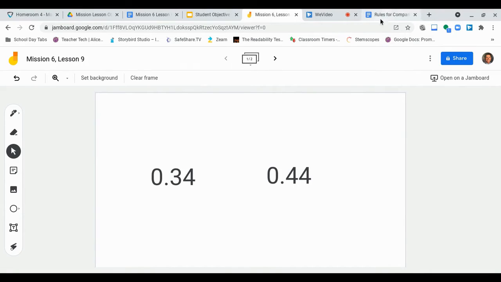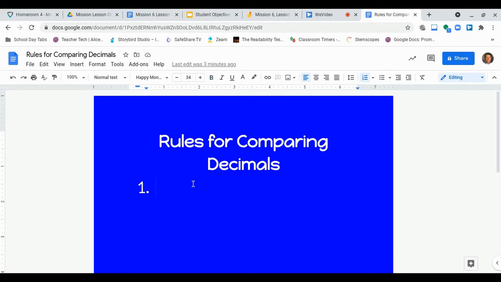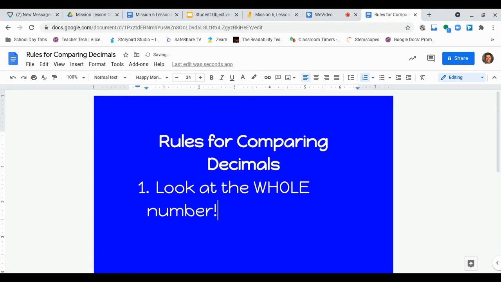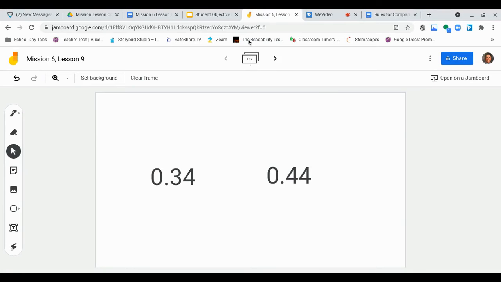So the first thing you need to look for, if you are comparing two numbers with decimals, is this. Let's make a little welcome to Mr. Morson's virtual classroom, where rules for comparing decimals. Our first rule is to look at the whole number. If one has a whole number and the other doesn't, that is automatically bigger. If you notice one of the whole numbers is greater than the other, then that's all you need to know.